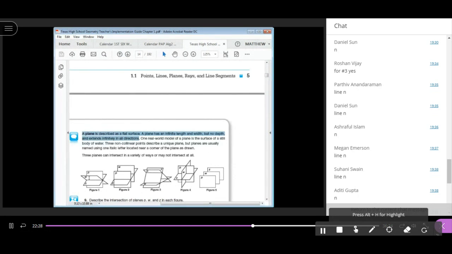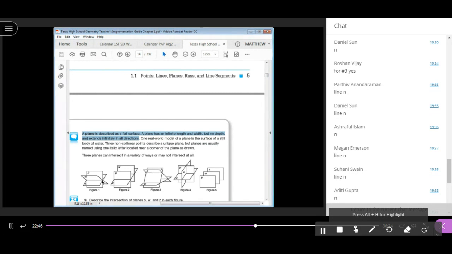Put it in the chat box. Yes, one line. They're all meeting at one line. It looks like there's a point here, but that's just because they cut off these planes that are infinite. It's an infinite line. All three planes are meeting. What about figure 2? Take two planes at a time here.